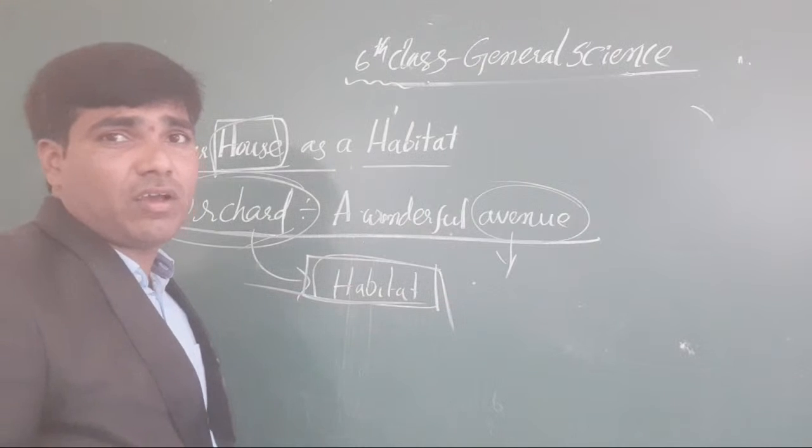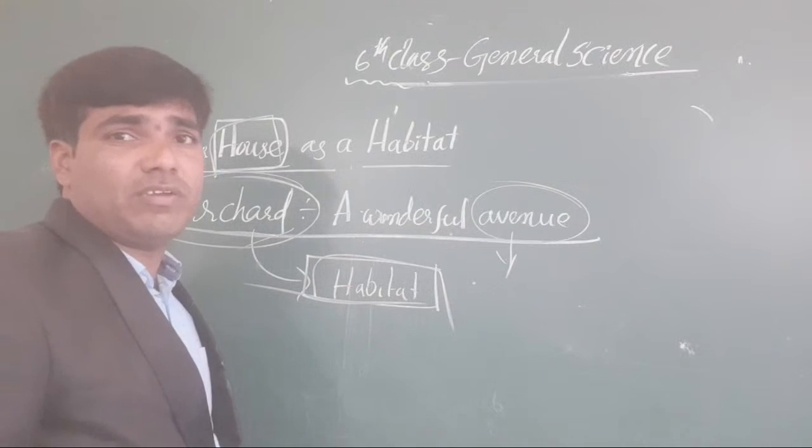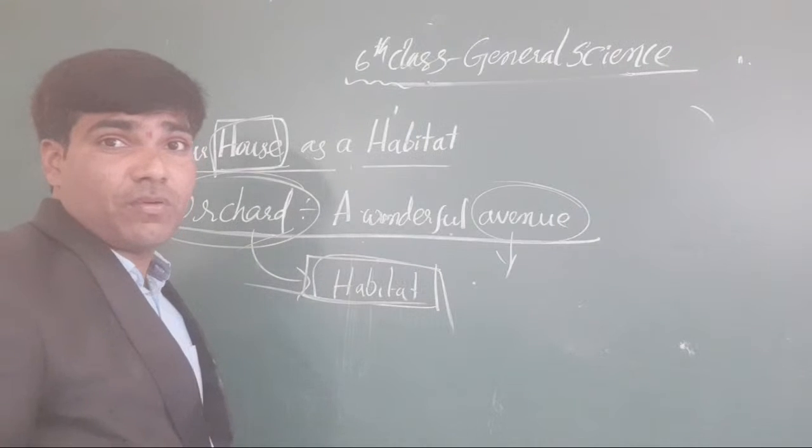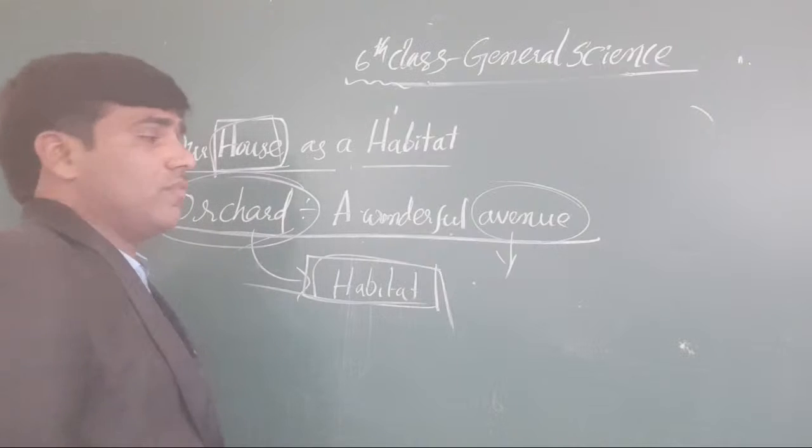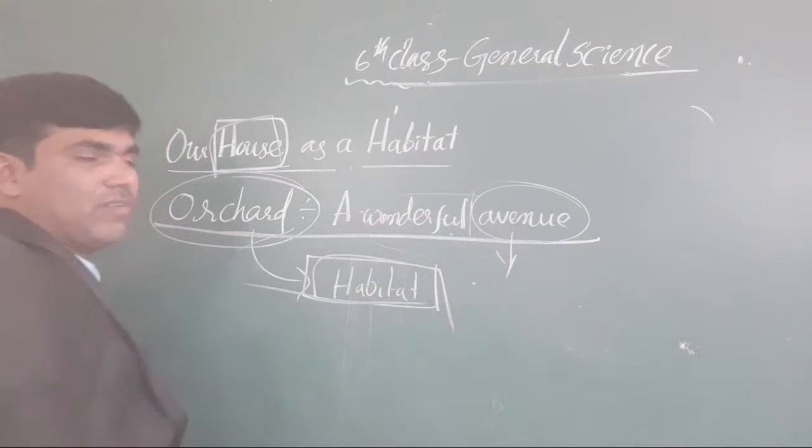And as well as here, why? Because it is called heaven. For all animals, it works as a heaven only. Why? Because everything is available, that is only called what? Heaven. That's why our orchard is a wonderful avenue.